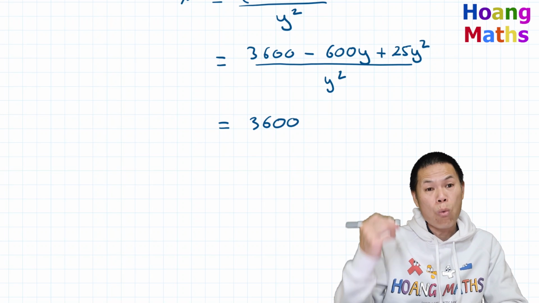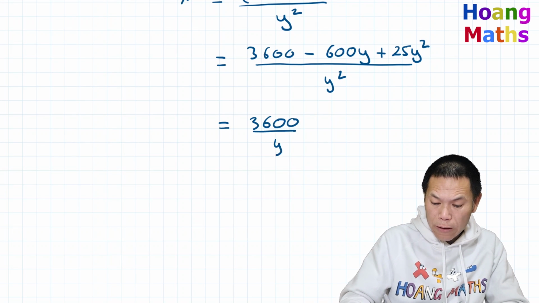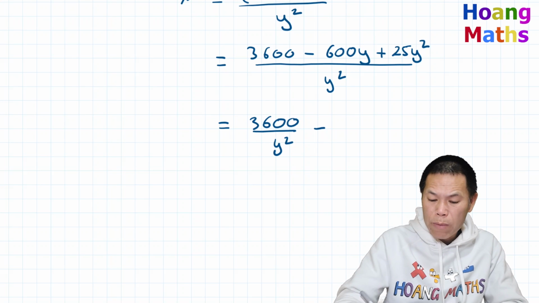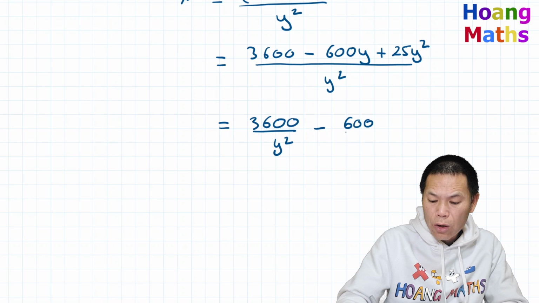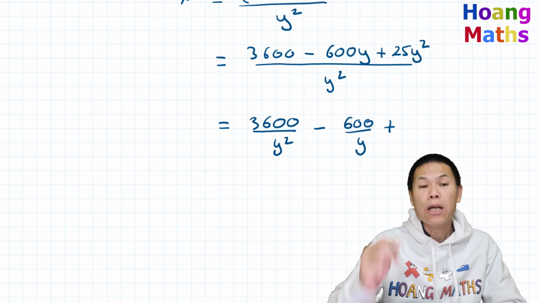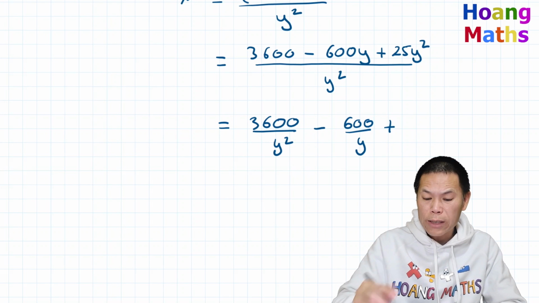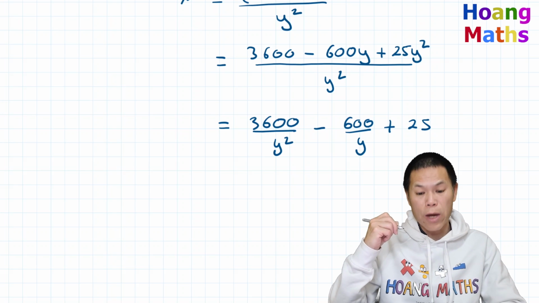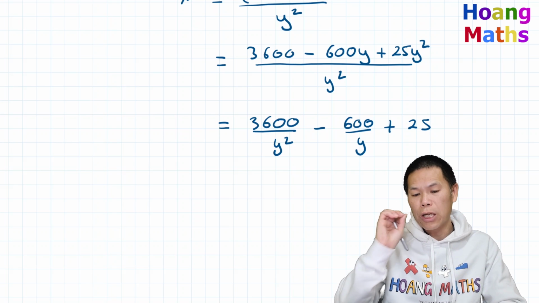3600 over y squared. Okay. And then minus 600y over y squared becomes 600 over y. We plus 25y squared over y squared will give me 25. So that is x squared. And then remember, we need to integrate this.